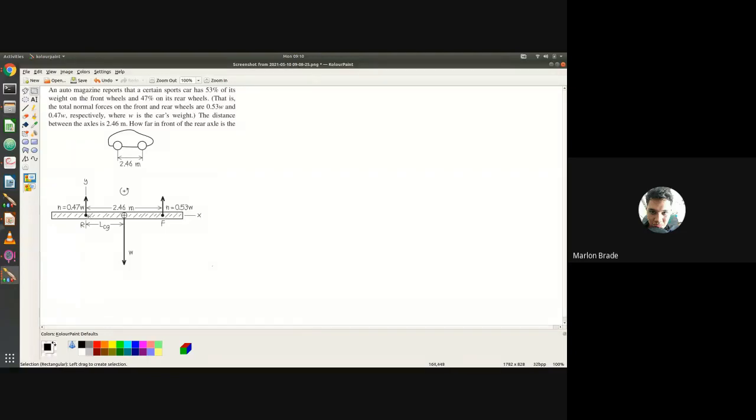So let's assume the origin is here, at the rear axle. Okay? So the first condition is already complied with. The second condition is that the summation of torque must be equal to 0.